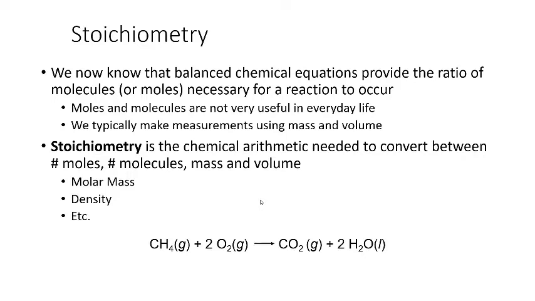So stoichiometry is the chemical arithmetic needed to convert between number of moles, number of molecules, mass, and volume. To do that, we use a few different types of conversion factors. Some of the conversion factors we readily see are the molar mass, density, and so forth. We're going to use these balanced chemical equations to guide our stoichiometry conversions between our different units.